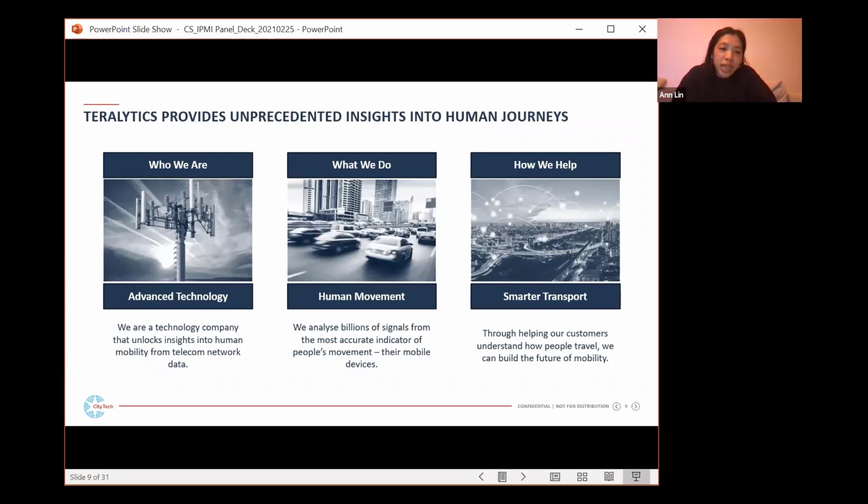What we do here is really catered to the transportation sector. Interpreting mobile signal data requires a really deep understanding of mobility services and how people are traveling within and between places, to understand when is the start of a trip, when is the end of a trip.